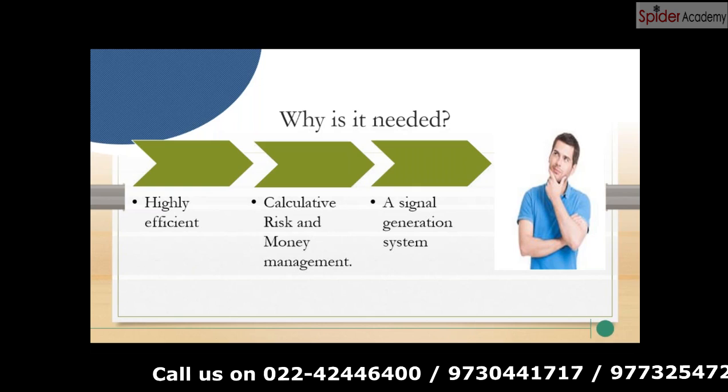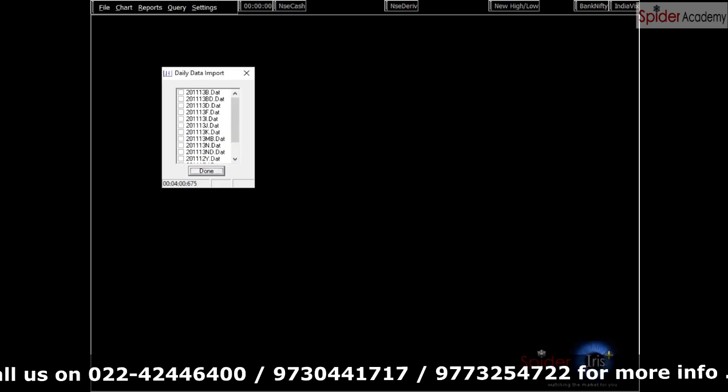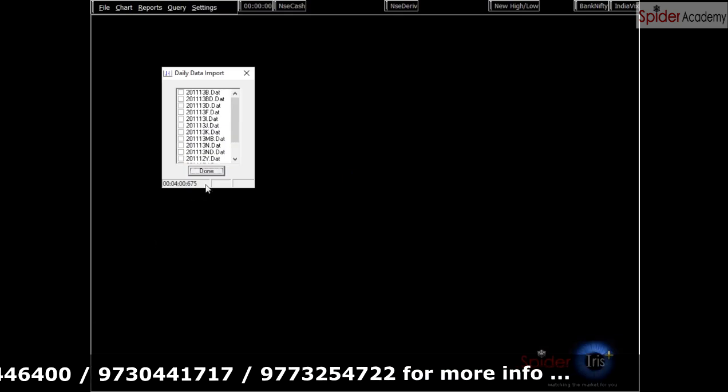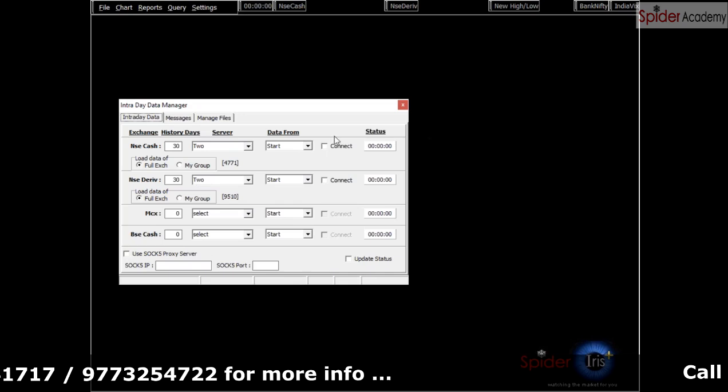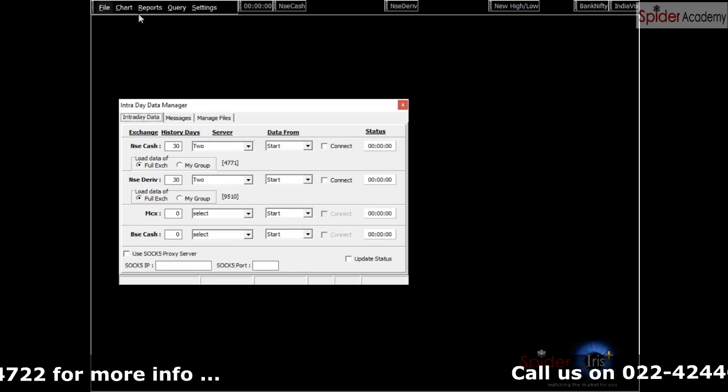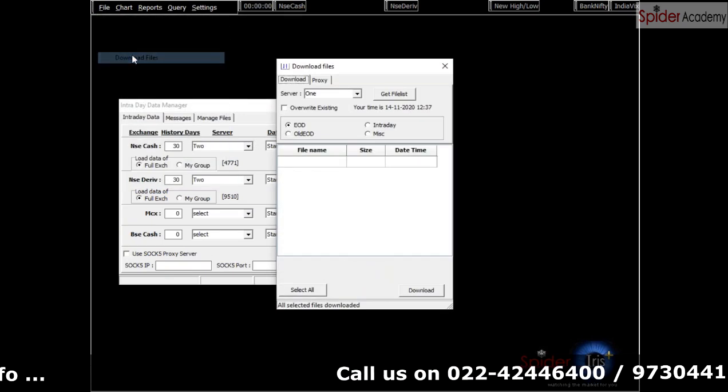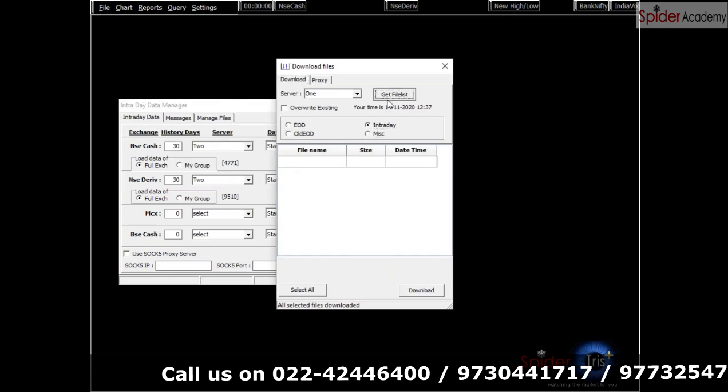Okay, so let's get started with the Spider. See, over here it's automatically downloaded. Now I just need to connect, and that's done. One more thing I need to add: we added it automatically, but we don't have intraday.